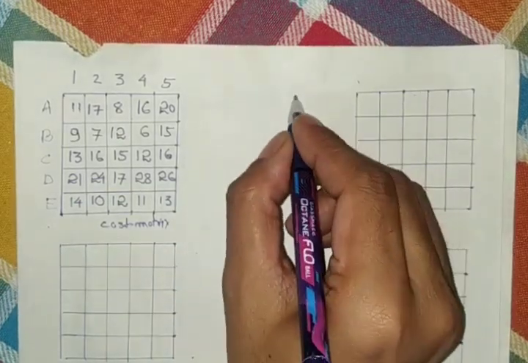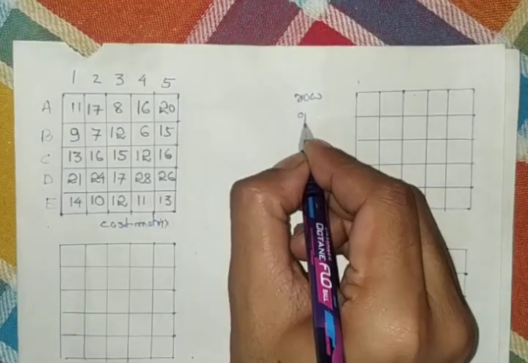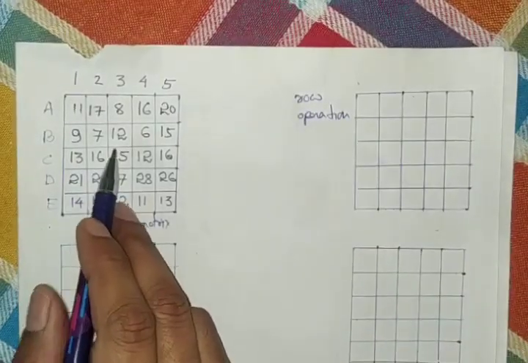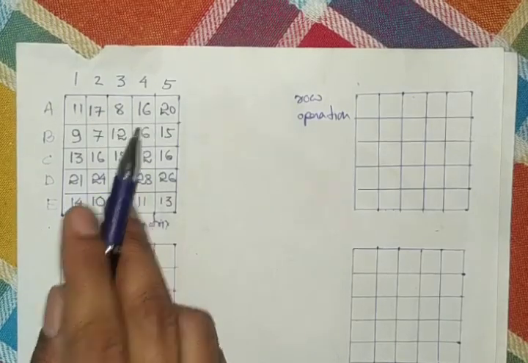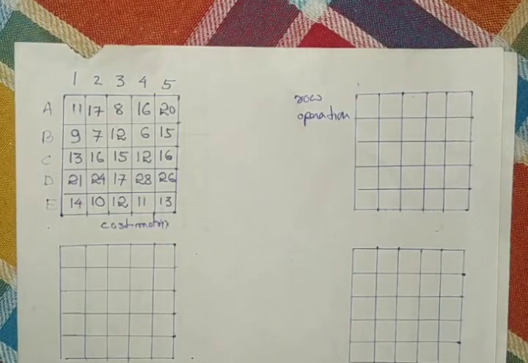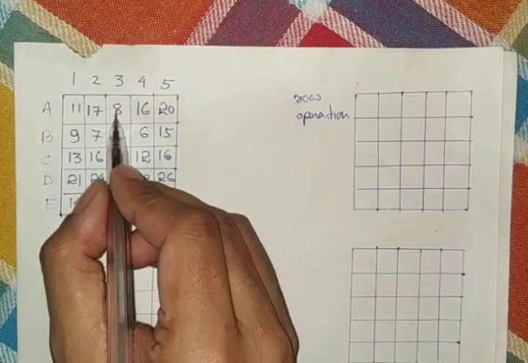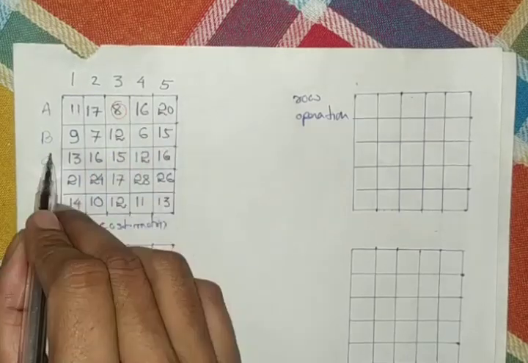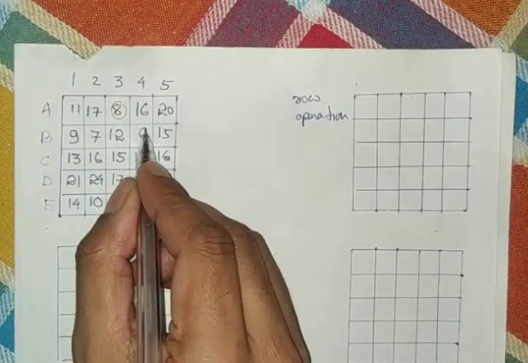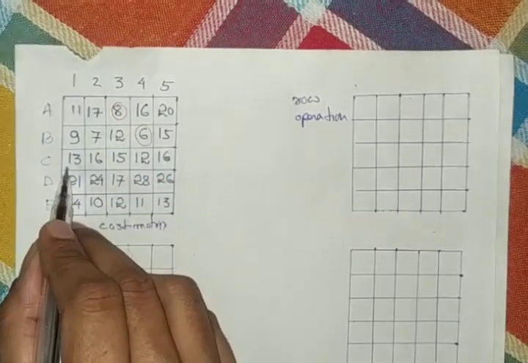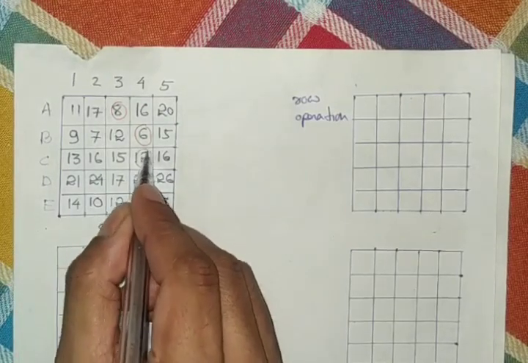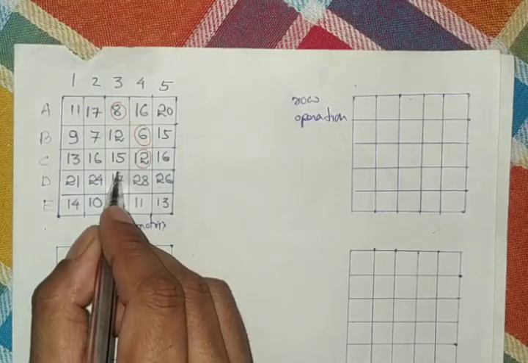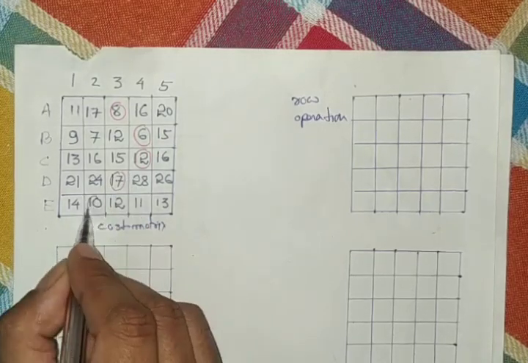Row operation. For that purpose, we have to select the minimum element in each row. For the first row, the minimum element is 8. For the second row, the minimum element is 6. For the third row, it is 12. For the fourth row, it is 17. And for the fifth, it is 10.